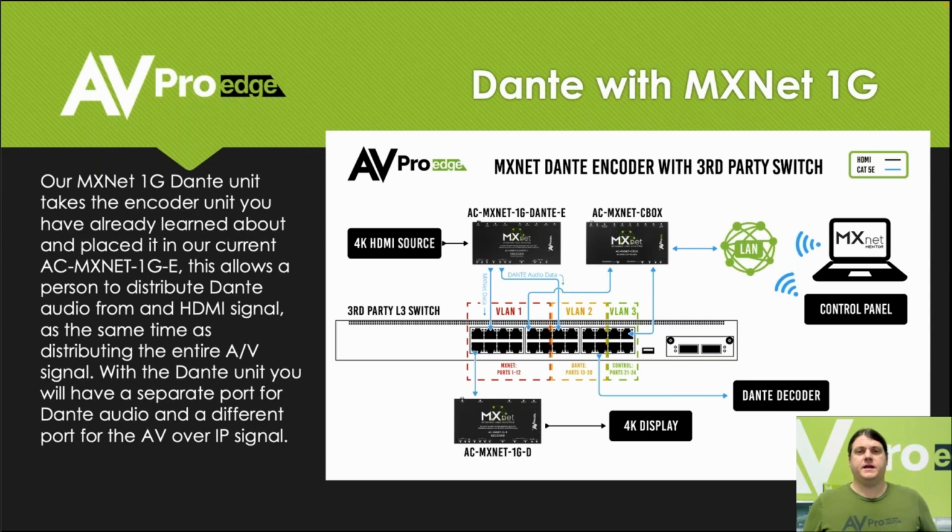And so now let's talk a little bit about how Dante works with MXnet. We have already a little bit, but we're going to touch on that question of how Dante and AV over IP run through the same networking switch. With AVPro Edge's MXnet network switches, which is a great option you can definitely use, if you have a control box using AV over IP, you can use that control box. You can set up VLANs very simply and easily, select them to be set up for Dante, and that's all built into the MXnet controller.